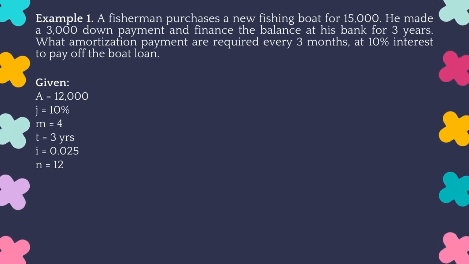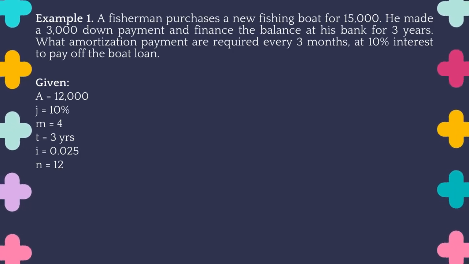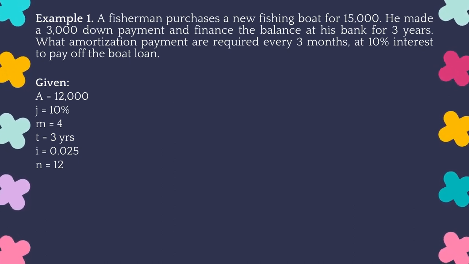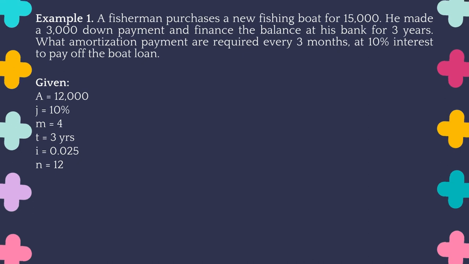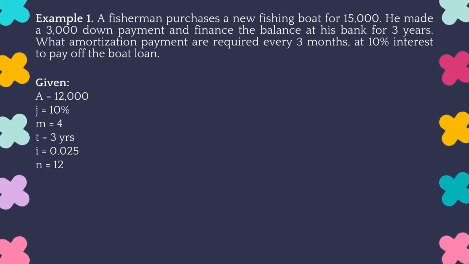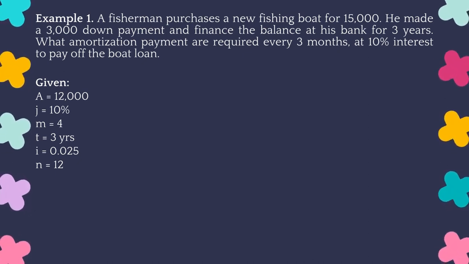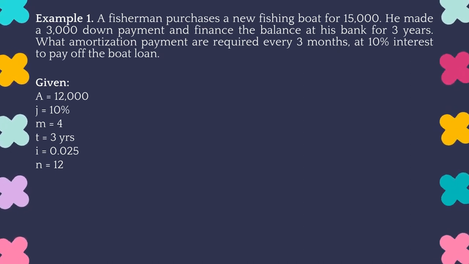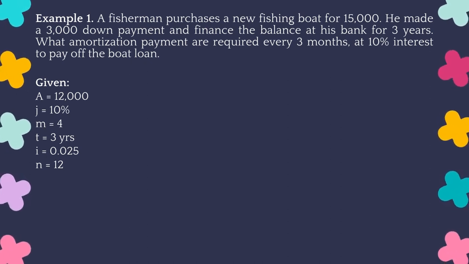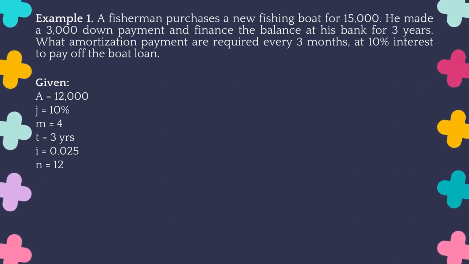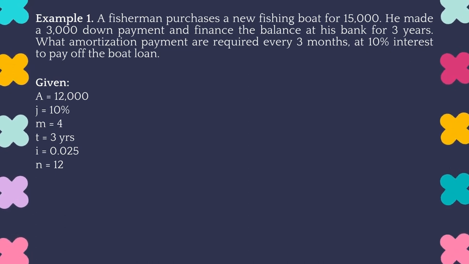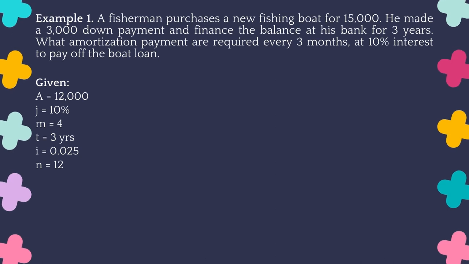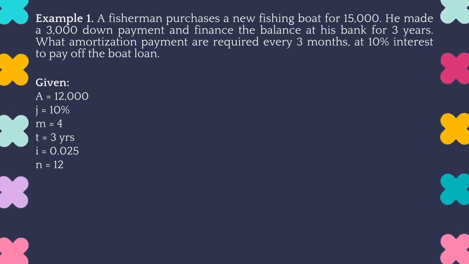So example number 1. A fisherman purchases a new fishing boat for 15,000. He made a 3,000 down payment and financed the balance at his bank for 3 years. What amortization payment is required every 3 months at 10% interest to pay off the boat loan? So given A equals 15,000 minus 3,000 equals 12,000. J is equal to the interest rate, that would be 10%. M is equal to 4, compounded quarterly. Time is equal to 3 years.